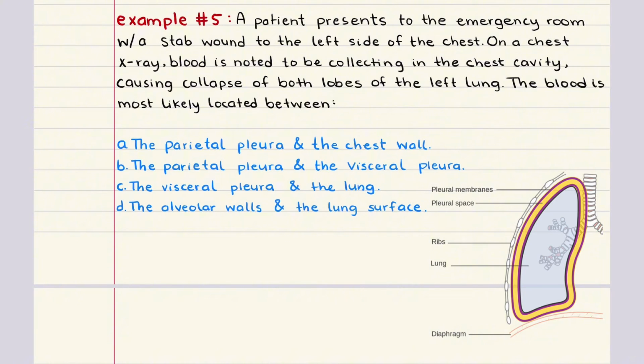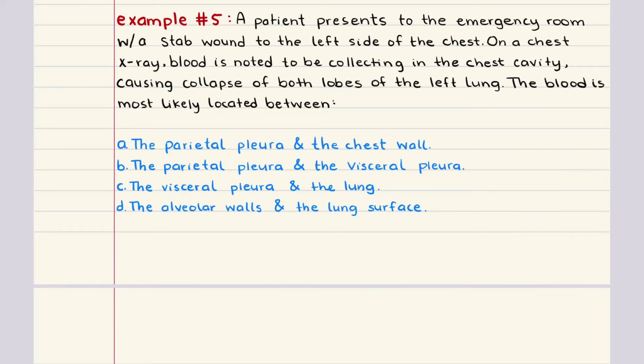That negative pressure, it exists in the intrapleural space. This lies between the parietal pleura, which is the lining of the chest wall, and the visceral pleura, which covers the lung itself. So if blood is collecting there between these two pleural layers, it disrupts that pressure gradient and it causes the lung to collapse. That's exactly what this case describes. Therefore, the blood is most likely located between the parietal and visceral pleura, which is answer choice B.